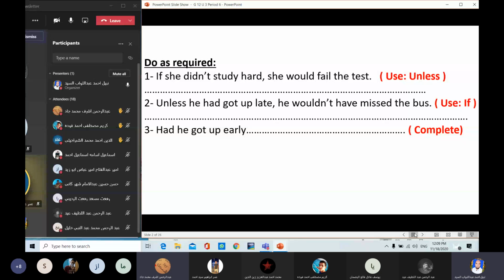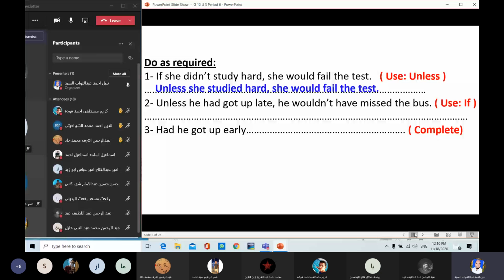Unless she studied hard, she would fail the test. Thank you, Abdurrahman. Abdurrahman here deleted the negative, didn't study, and he used the positive, studied. Very good. And he didn't change the second part or the main clause. So he changed the if clause. Thank you. Unless he had got up late, he wouldn't have missed the bus. This time you are going to replace unless with if.